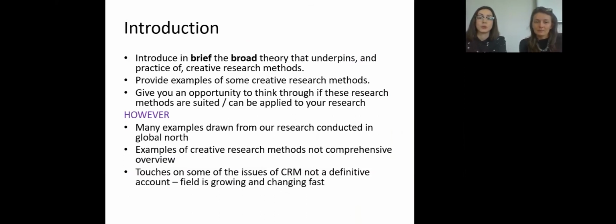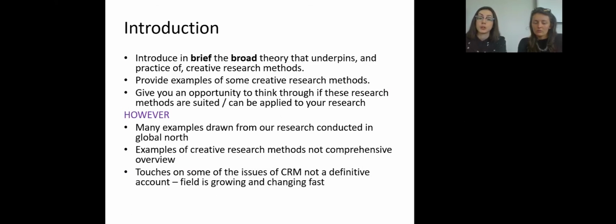So just to give you an overview of what we're talking about today, we'll be introducing in brief the broad theory that underpins and the practice of creative research methods. We'll be providing examples of some creative research methods you can use in your own practice, and give you an opportunity to think through if these research methods are suitable or can be applied to your research.